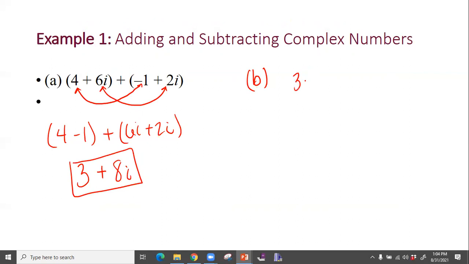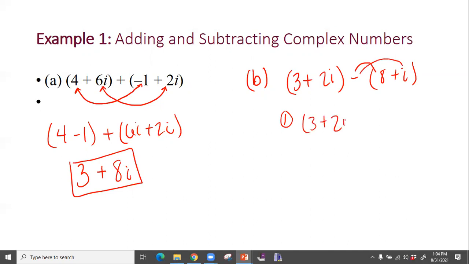So if I had 3 plus 2i minus (8 plus i). Remember the steps here: you have to distribute first. So you're going to distribute the negative. So it becomes 3 plus 2i plus negative 8 minus i.